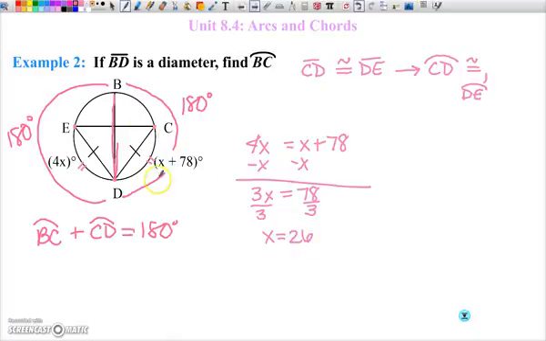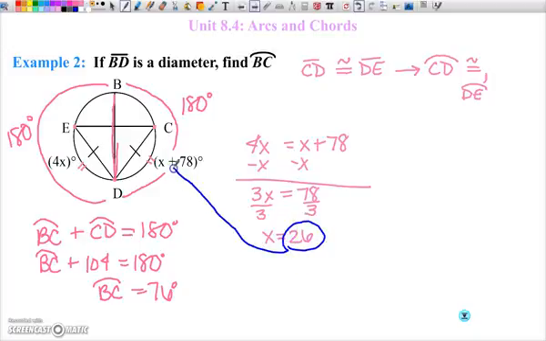So we can find the measure of CD by plugging 26 in here. So we get BC plus, and then 26 plus 78 is a total of 104. So 104 equals 180, which would mean that arc BC would have to be 76 degrees. So again, that was taking this 26 and plugging it in right there. That part is actually really important. If that wasn't a diameter, we wouldn't be able to use that idea to solve this problem.